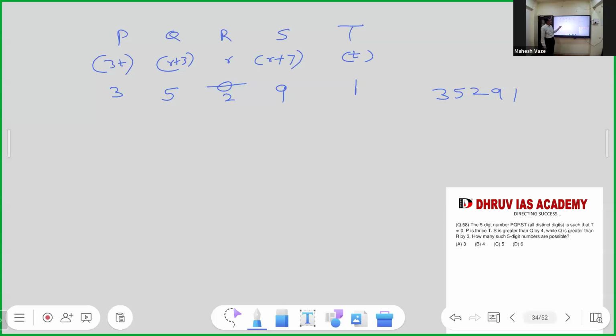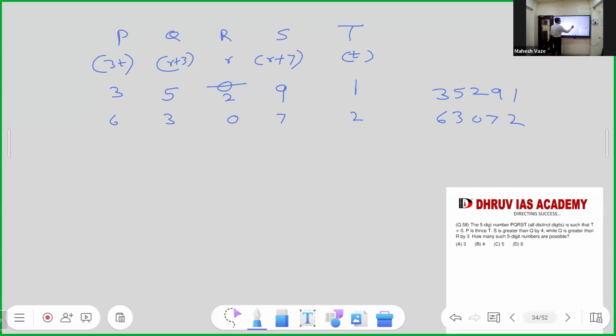Okay. The next possibility, see again R also there are some limitations. R cannot go beyond 2 because if you put 3 here, then R plus 7, 3 plus 7, 10, which cannot happen. So with this possibility, there is only one number. Now with P as 2, then here it will be 6. Now here you can have 0 number. Okay, so if you have 0 here, then 0 plus 3 and 0 plus 7. So that is another number. 63072.